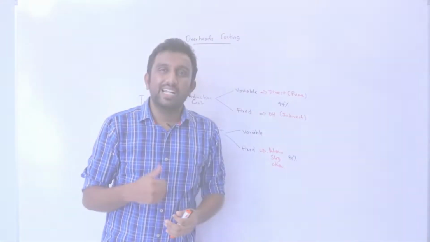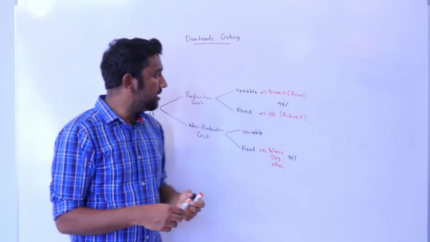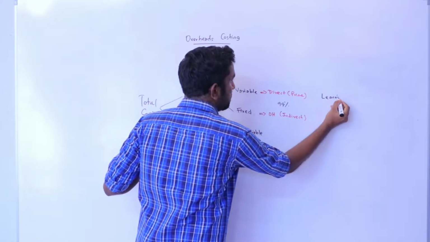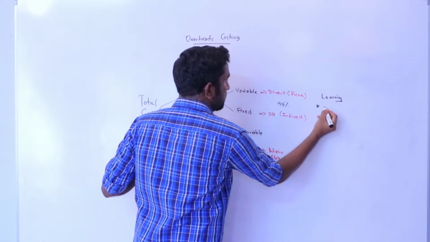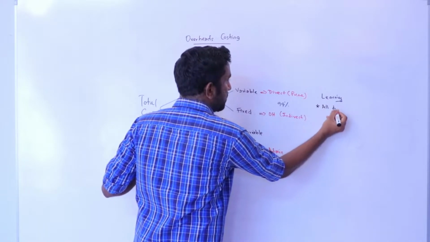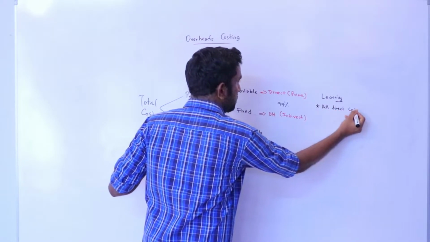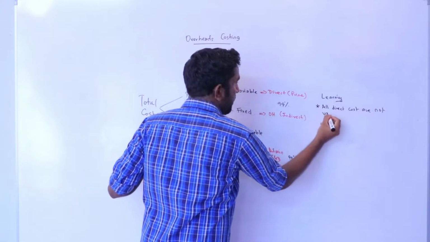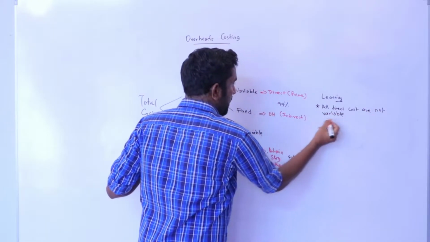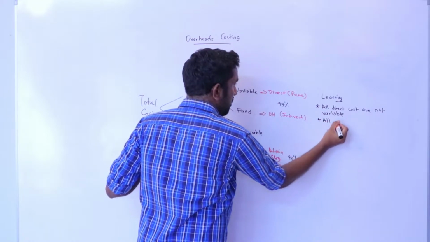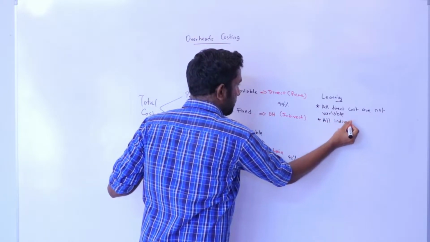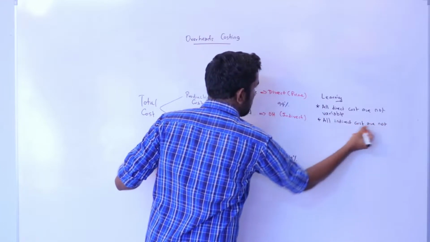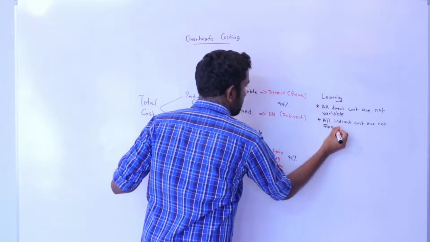Fine. So the learning is what? The first learning is all direct costs are not variable, and the second one, all indirect or overheads are not fixed.